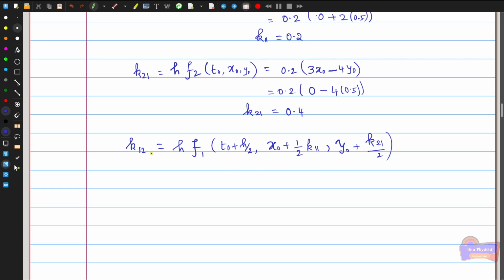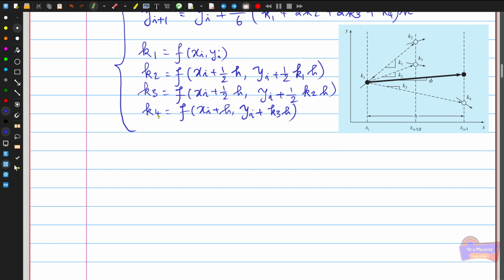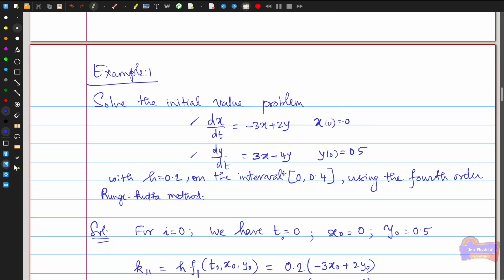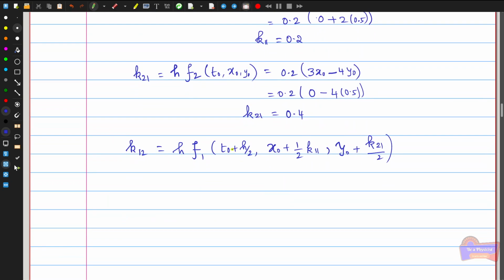So this is the k12, the slope with xi plus half into h and yi plus half into k1 into h. Here we have both x as well as y, so I can write this as t plus h by 2, x plus the slope k11 divided by 2, and y plus k21 divided by 2, that is half into k21. Now I know the values of k11 and k21, so I can directly substitute them in this equation.